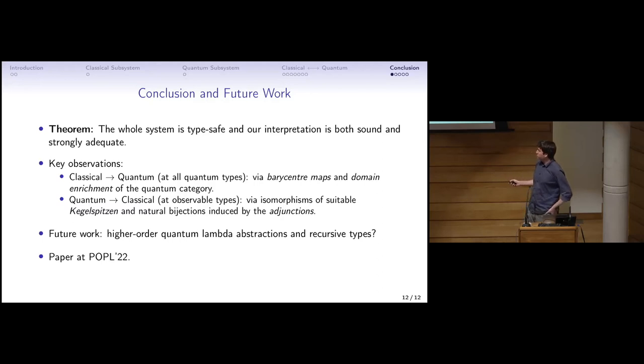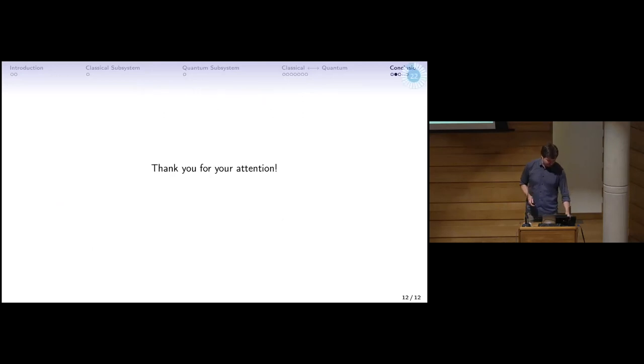For future work, we would like to consider higher order lambda abstractions on the quantum side together with recursive types there. And if you care about the details, the paper is published at POPL 22. So thank you for your attention.